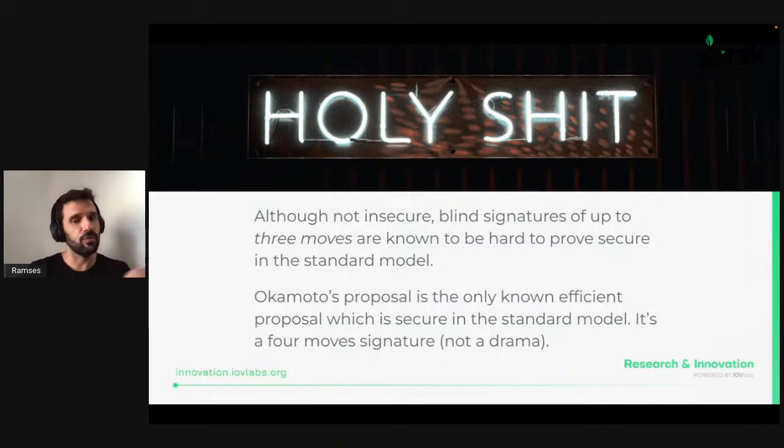The only proposal that is efficient and secure in the standard model is precisely Okamoto's proposal, and it's a four-movement signature, but it's extremely complicated in the sense that it requires a much deeper knowledge or a much stronger mathematical background, and it's beyond the scope of this talk. If you want to get the details of Okamoto's proposal, the Research and Innovation Unit of IOB runs a lovely Medium webpage with all this kind of information.